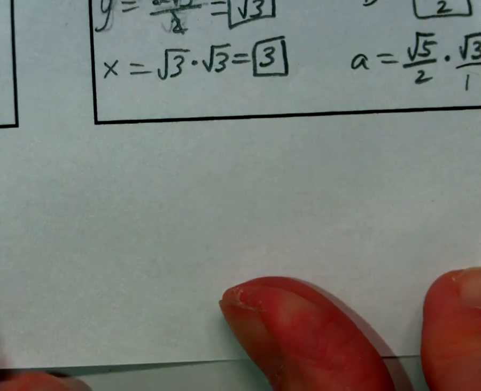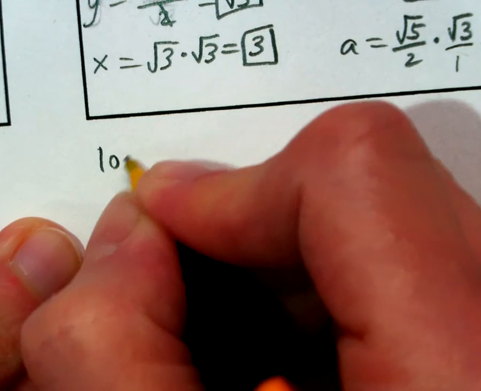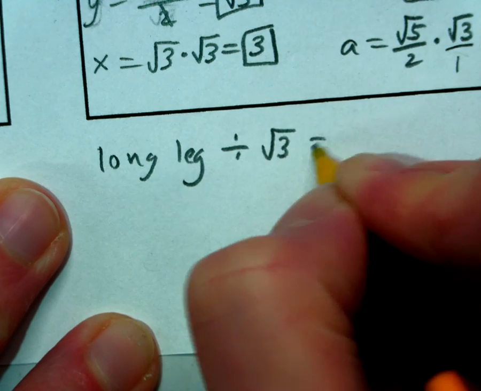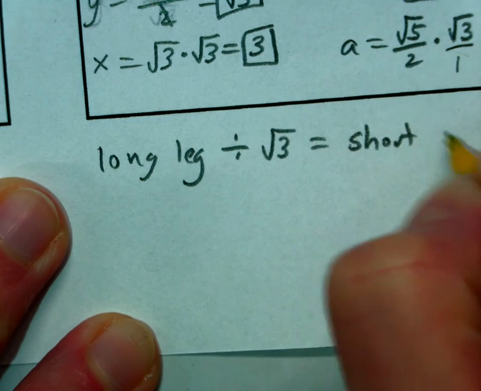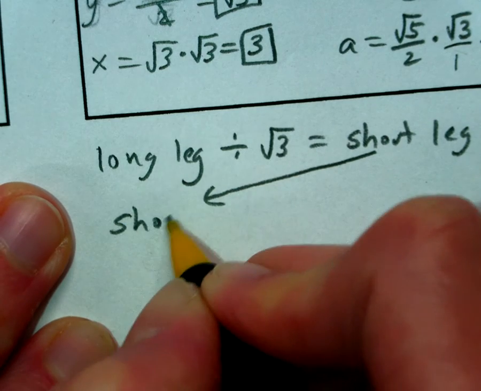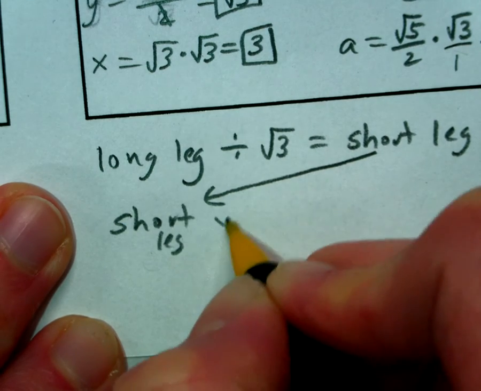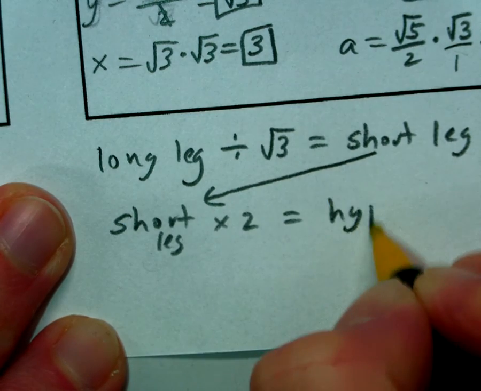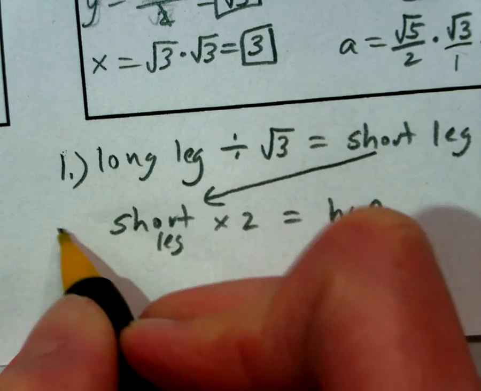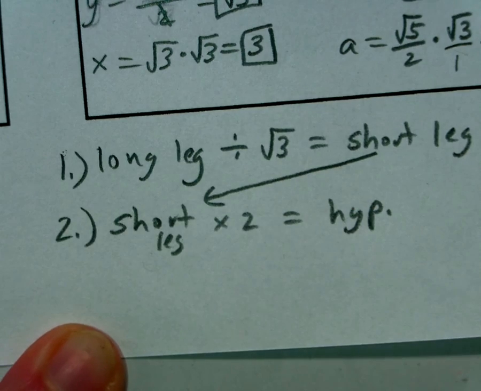I'm going to scoot this over and talk about what if they give you the long leg. So if they give you the long leg, you're going to divide by the square root of 3 to get the short leg, and then you're going to use the short leg and multiply by 2 to get the hypotenuse. You'd have to go in that order. This would be step 1. That would be step 2.